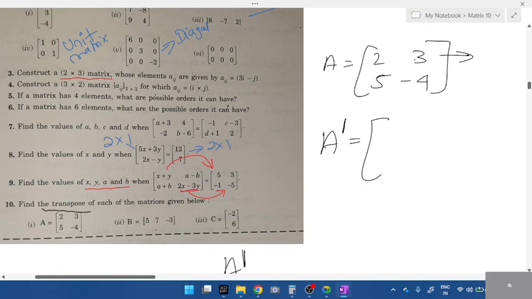What is the row element here? 2 and 3, right? Write it in column. It becomes like this. And what about 5 and minus 4? It becomes column. The second row becomes column like this. Is it clear? Did you understand?